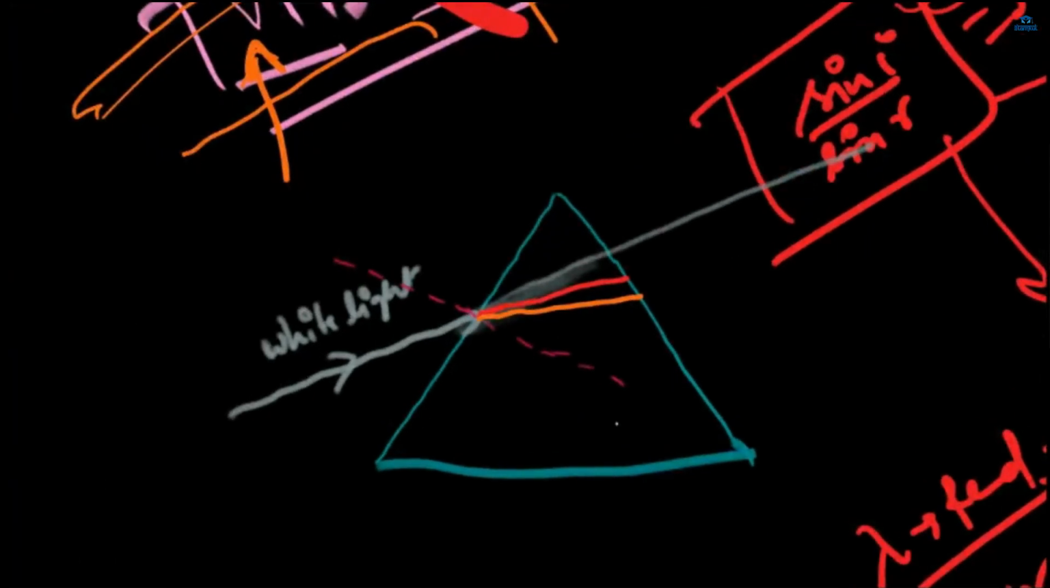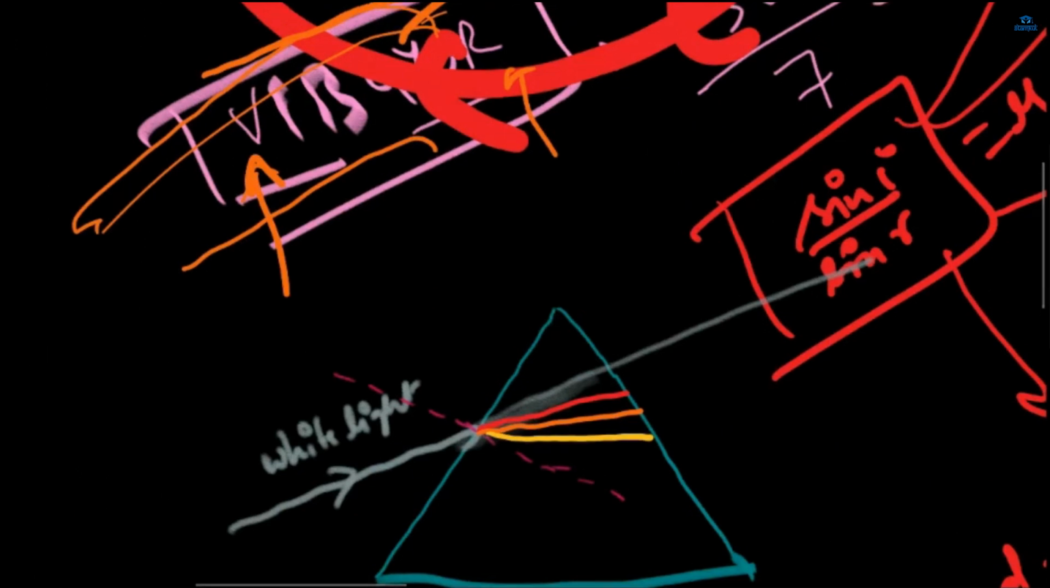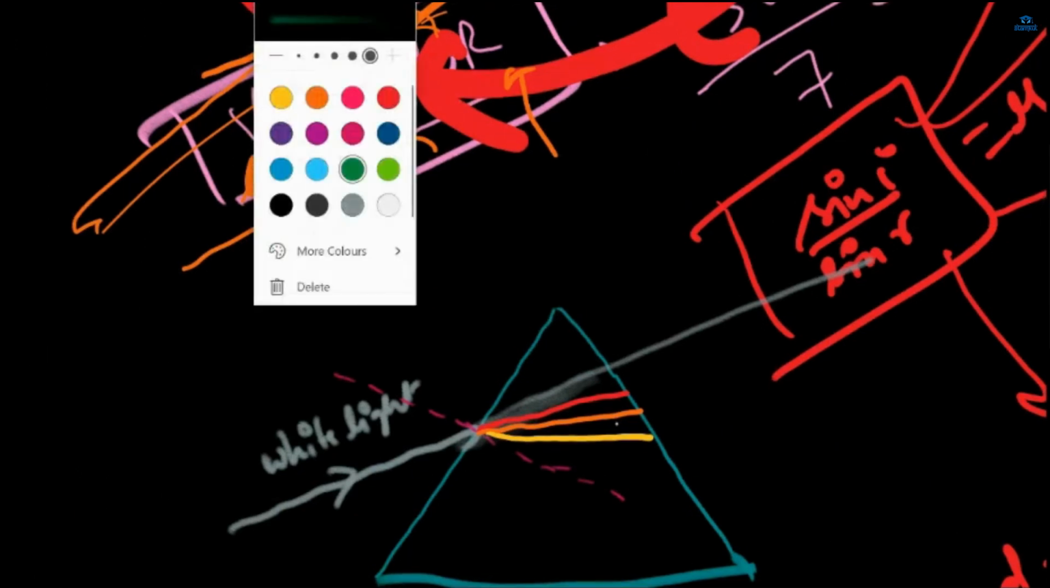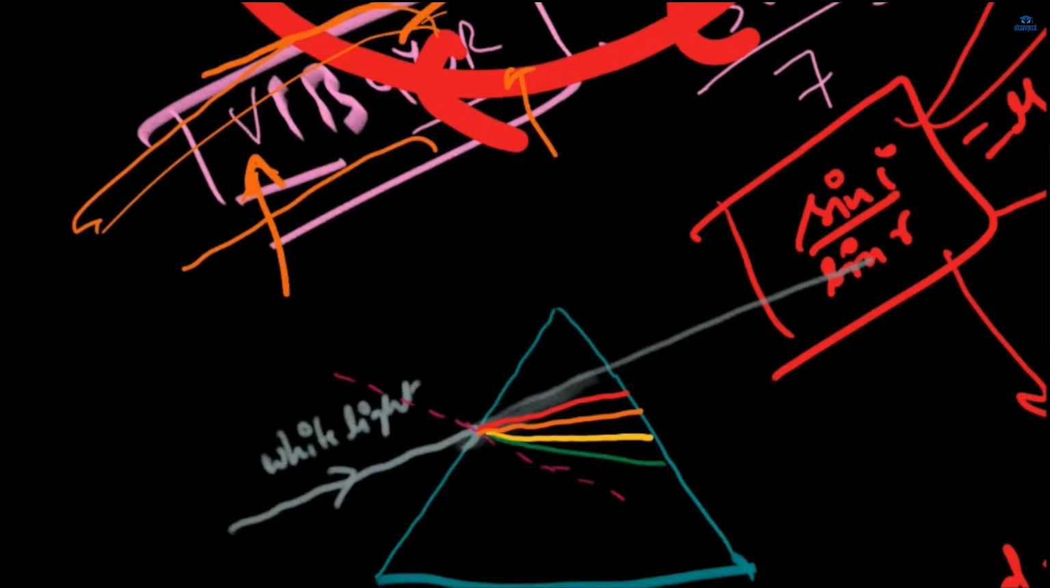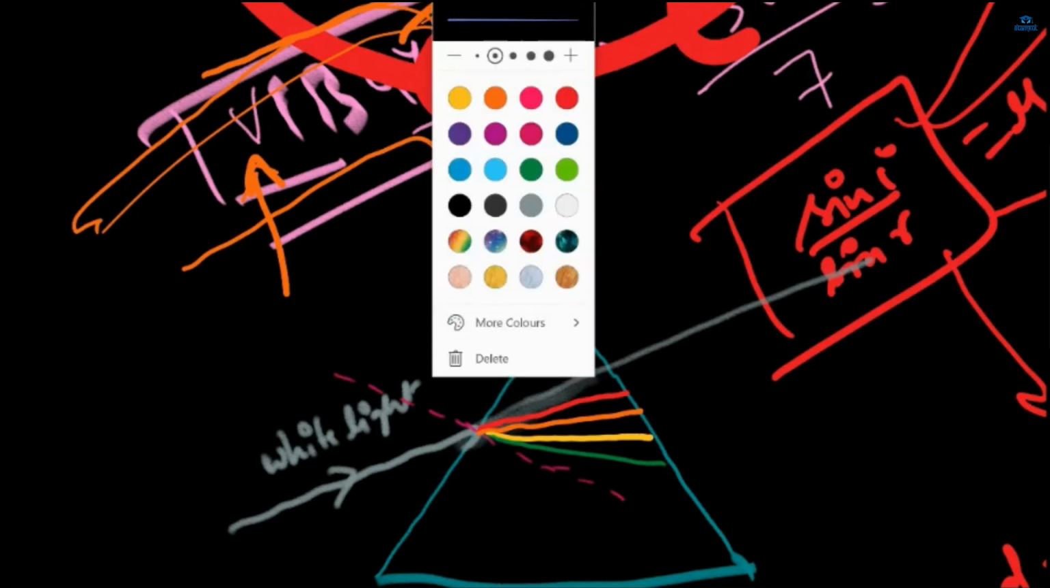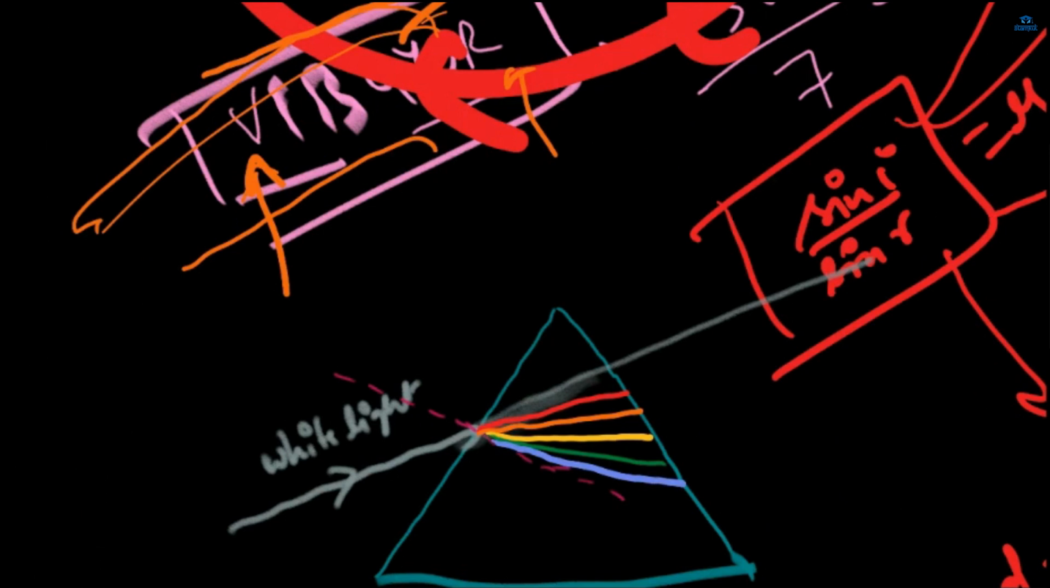Red light will bend the least, and then orange, and then yellow, and then what color is that? Green. Okay, fine. So then green, and then what? Indigo. I don't know where indigo color is exactly. And this violet will bend the most. It will bend a little more; that became too much bend.